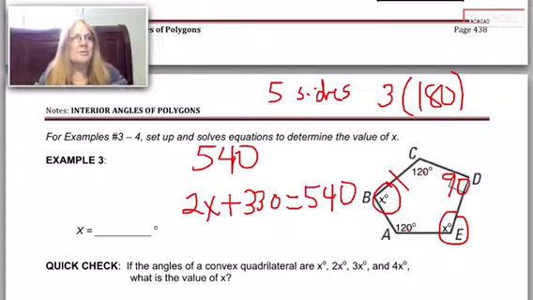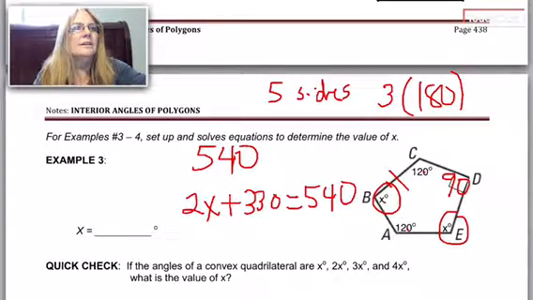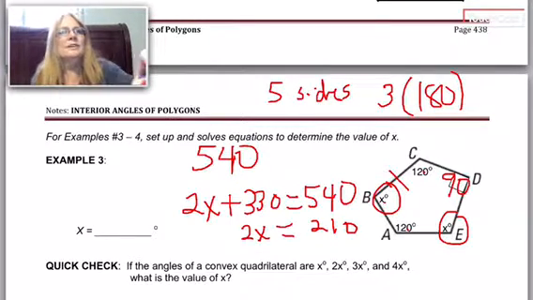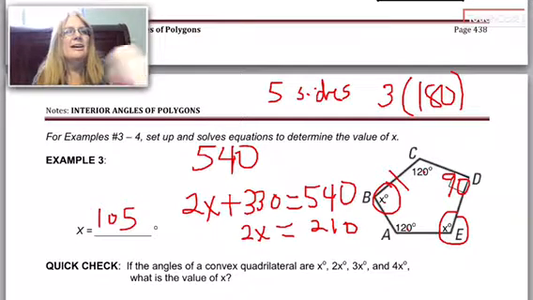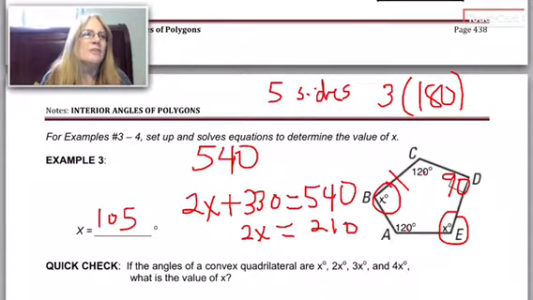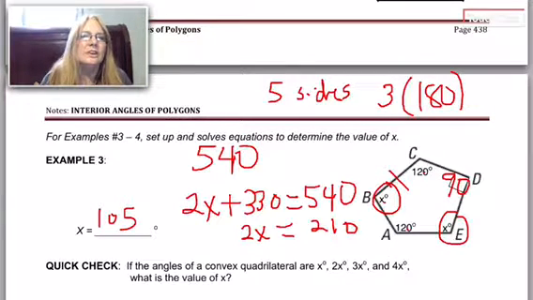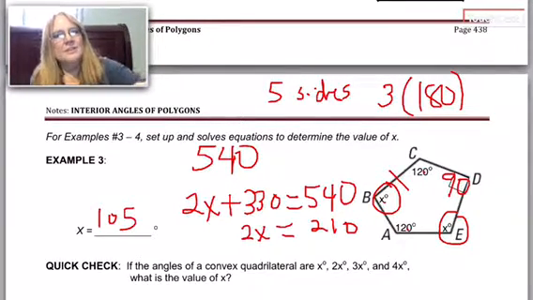Subtract 330 from 540, and I get 210. So 2x is equal to 210, and if I divide by 2, I get 105. If you want to check your answer, go ahead and add them up. Add up 105, 105, 120, 120, and 90. And you'll get 540. So you can check your answer that way.